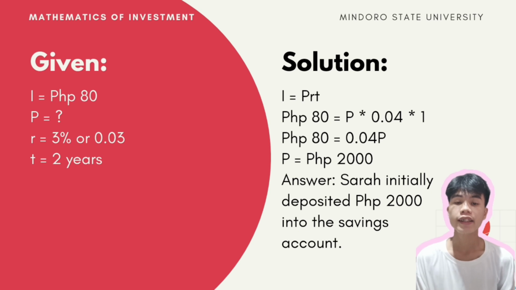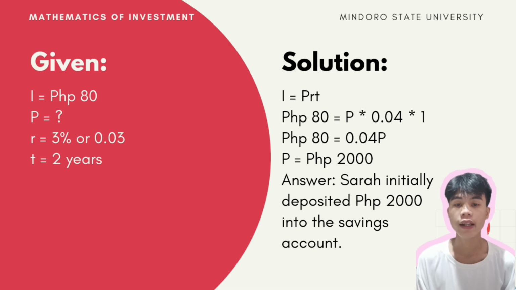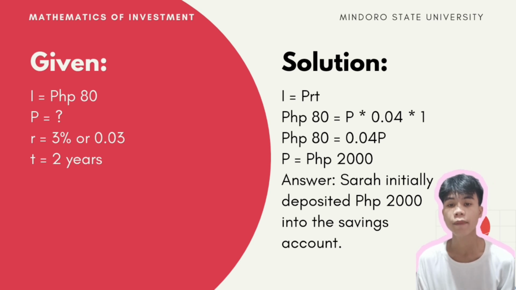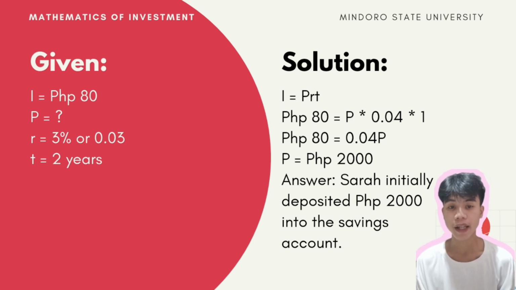To find again the answer, we just need to substitute the given values to the formula. Then the equation will be 80 is equal to P times 0.04 times 1. Then 80 is equal to 0.04P. Then divide both sides by 0.04. Then P is equal to 2,000 pesos. The answer is Sarah initially deposited 2,000 pesos into the savings account.